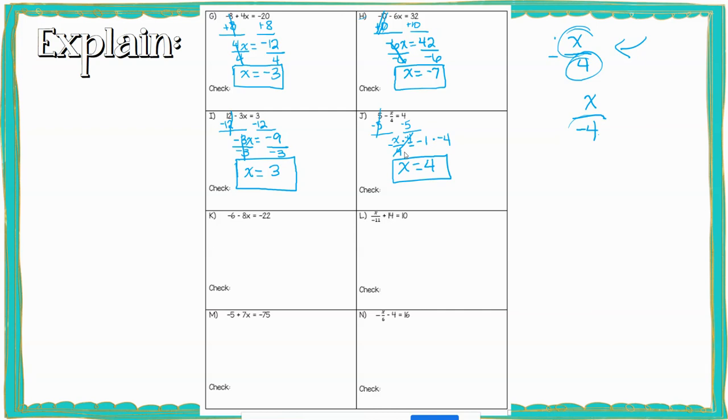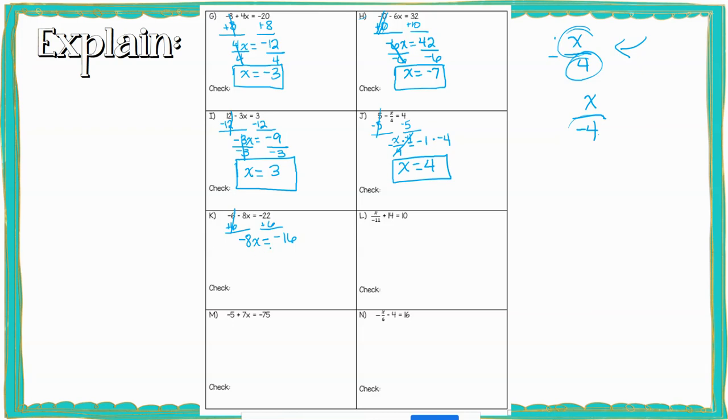K says negative 6 minus 8x equals negative 22. I know that I need to get rid of this negative 6 first. Since it's negative, the inverse or the opposite is going to be adding 6. So I'm going to add 6 on both sides. Negative 6 plus positive 6 is 0, so these cancel out. Now, what I'm left with is not 8x. You see that there's a minus sign here, so I'm really left with negative 8x equals, and then negative 22 plus positive 6 is negative 16.